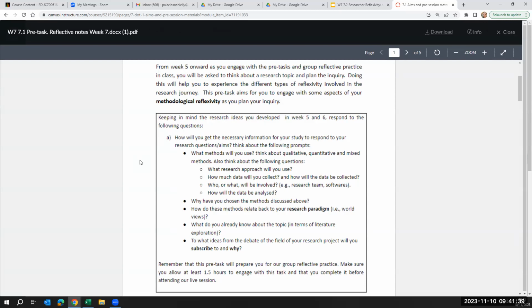Because that's what we're going to be doing here. As you're justifying why you're choosing specific models of reflection, you're also responding to different questions about your methodological reflexivity. And it's interesting to see where you would position specific questions at different stages of the reflective spiral.